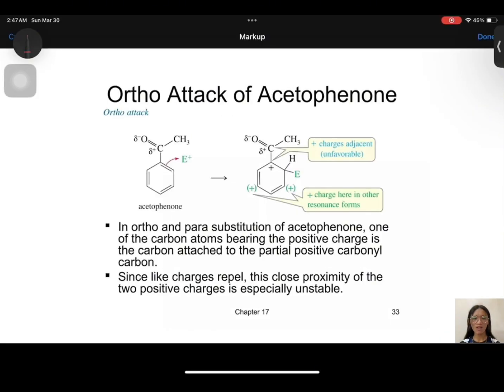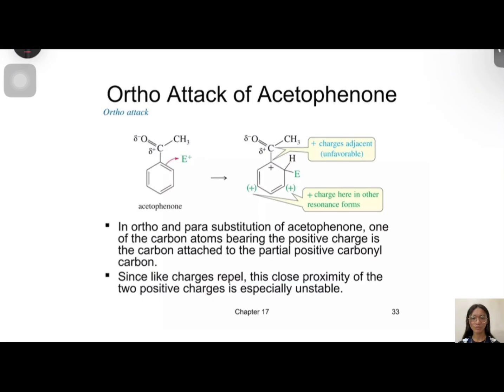Next is ortho attack of acetophenone. In ortho and para substitution of acetophenone, one of the carbon atoms bearing the positive charge is the carbon attached to the partial positive carbon, the carbonyl carbon. Since like charges repel, this close proximity of two positive charges is especially unstable. These positive charges are adjacent and unfavorable, and these are positive charges here in the other resonance form.